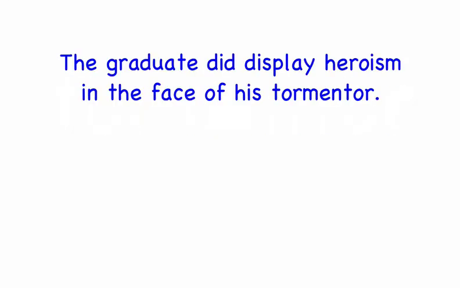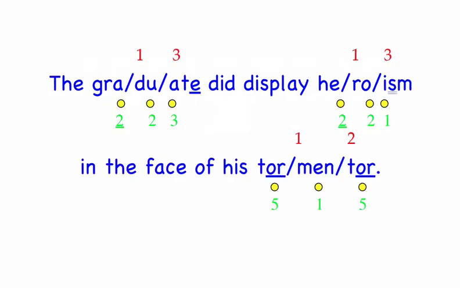Tormentor. Tor has two sounds, T, or. Men, three sounds, M, E, N. Tor, two sounds, T, or. Tormentor. The graduate did display heroism in the face of his tormentor. Mark the words. The graduate did display heroism in the face of his tormentor.